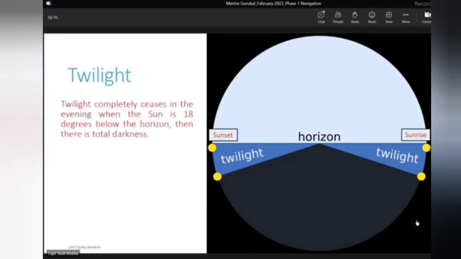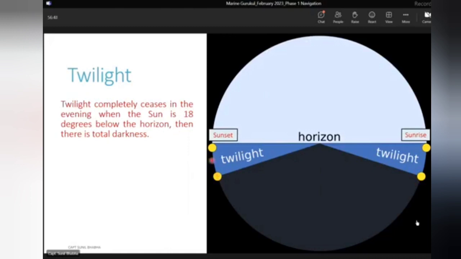Now, in the evening, when the sun sets, till the time the sun is there in the sky, we receive the sunlight. After the sun has set, we do not have any sunlight. What we receive now is the twilight. The twilight is available to us till the time the sun goes 18 degrees below our horizon. So you can consider this 18 degrees as a negative altitude of the sun.